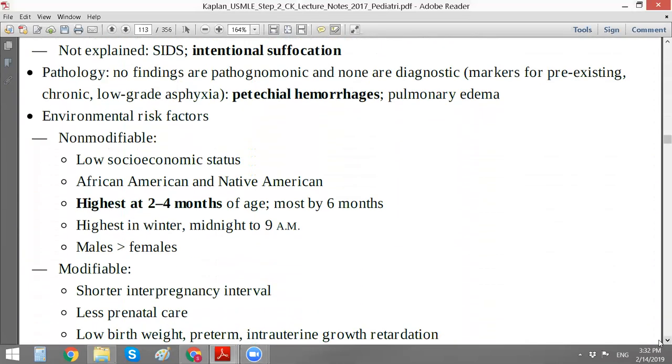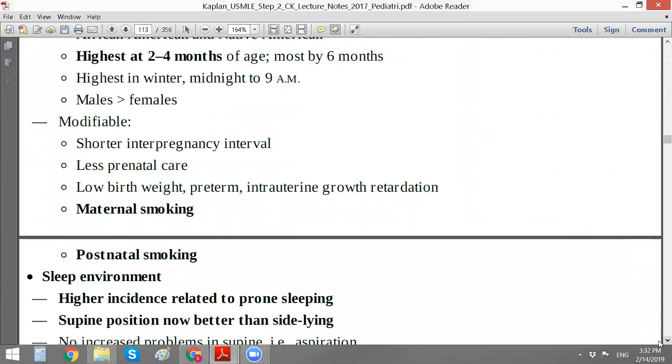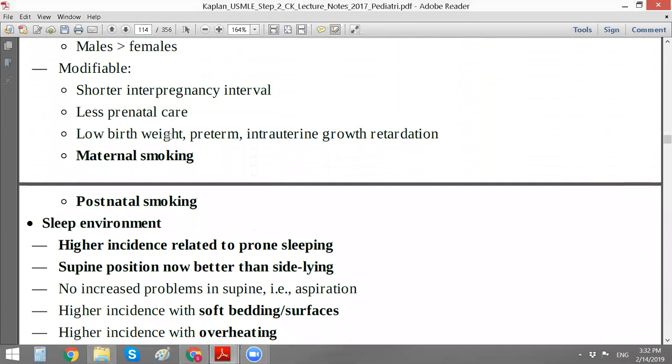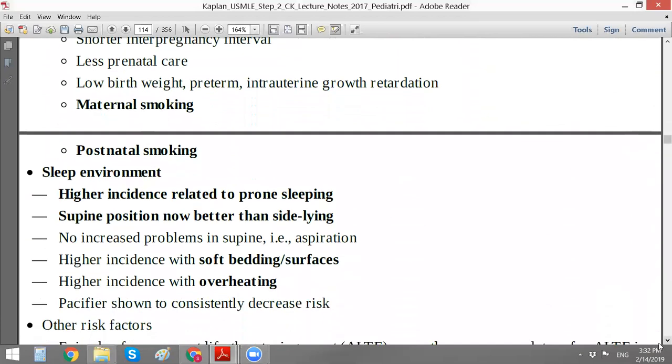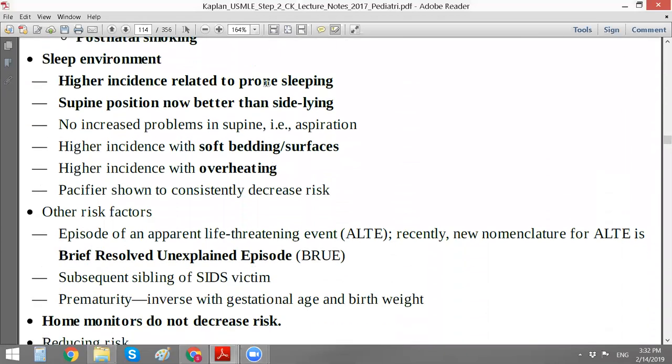Petechial hemorrhage is very nonspecific, as is pulmonary edema. Low socioeconomic status, African American and Native American are non-modifiable risk factors. Highest at 2 to 4 months, most by age 6 months, midnight to 9 a.m., highest in winter, males greater than females. Modifiable factors are shorter interpregnancy interval, less prenatal care, low birth weight, preterm, IUGR, maternal smoking, and postnatal smoking. These are modifiable.